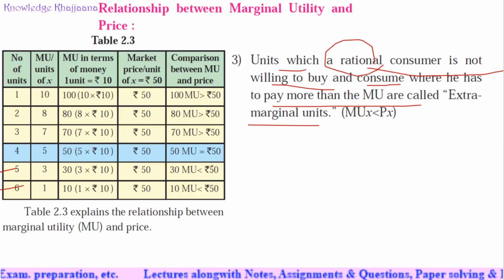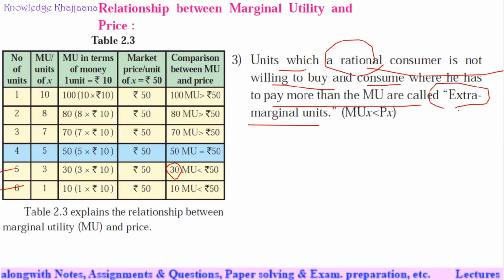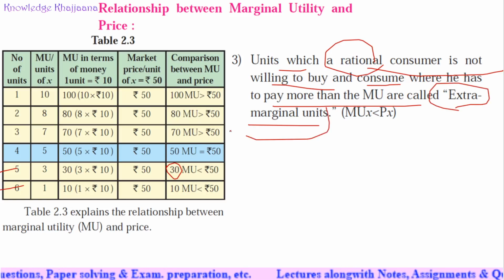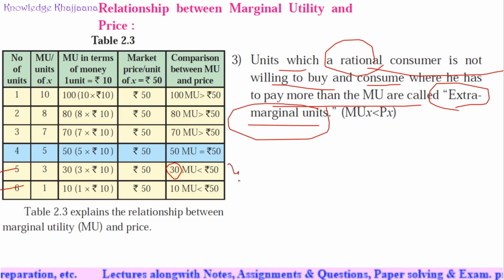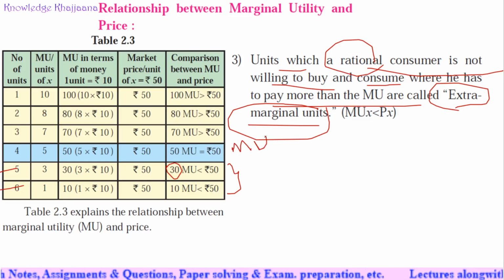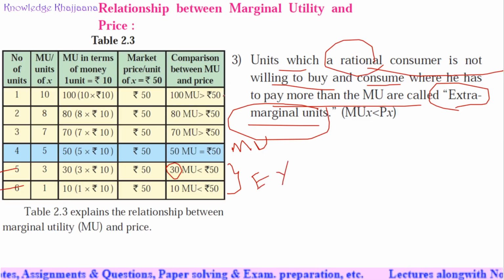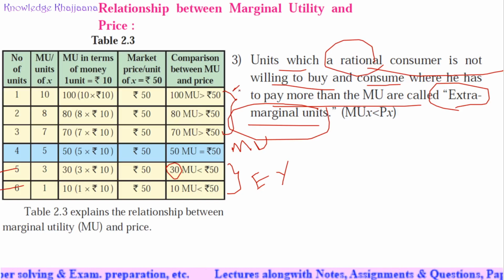See, the price of the commodity is 50 and the satisfaction he got is 30. So he is not willing to buy it. This is called extra marginal units. The earlier ones were marginal units, which we got at the consumer's equilibrium, and these are extra marginal units, and these three are intra-marginal units.